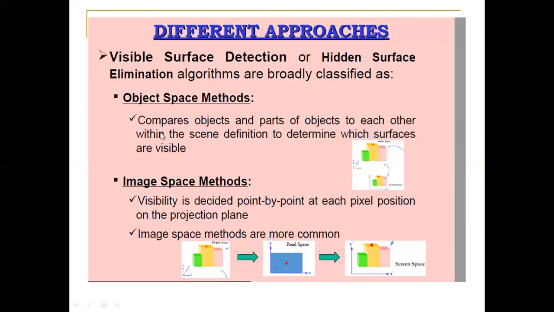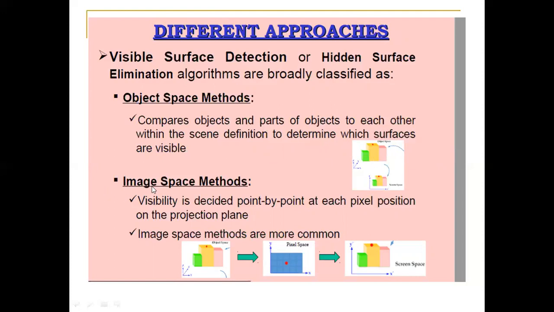So, I repeat, under object space method, we are basically comparing the object. We have different parts of the object here, so I'll be seeing the object and different parts of the object, and I will be comparing it with other objects within the scene in order to determine which surfaces are visible. That type of method, we call it the object space method. We are considering the objects which are a part of the scene, and we are trying to find out which surfaces of those objects are visible.